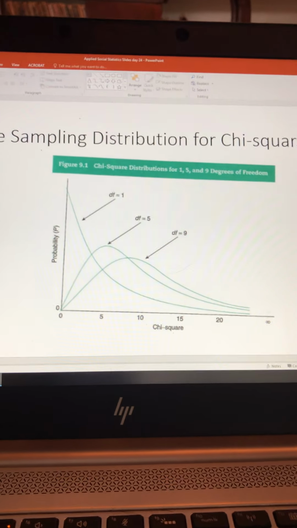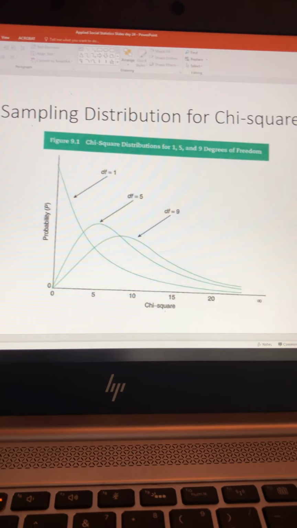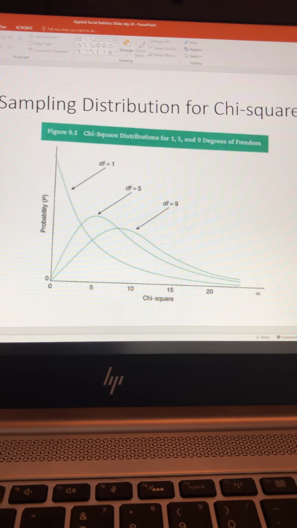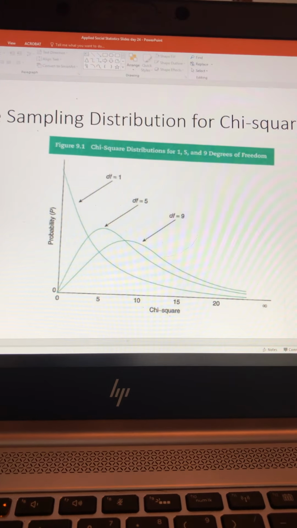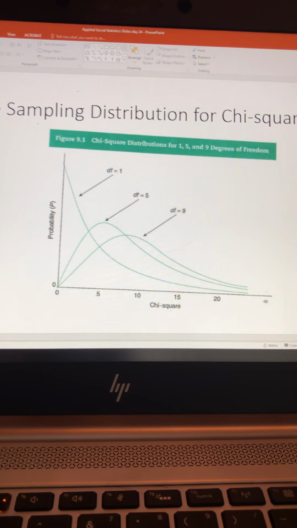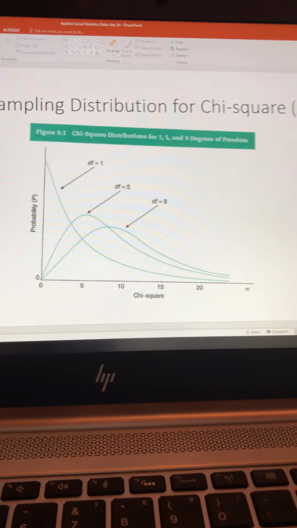But just know that, and this is in your book, this is a different distribution and it's the most flexible. So Z is the least, T is kind of the middle, the tweener, and then the chi-squared distribution is the most flexible.